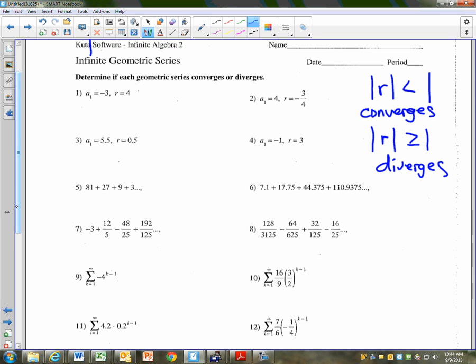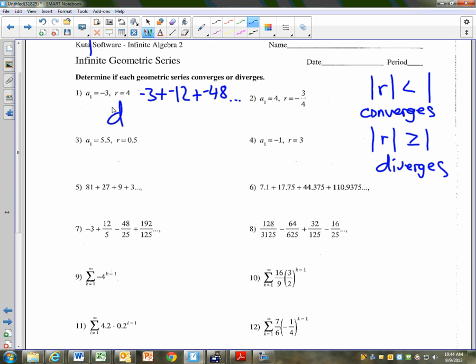This has a ratio of 4. Will it converge or diverge? It'll diverge. And if you don't believe me, try looking at the first term. What's the first term? Negative 3. And we would add on to that. My ratio is 4, so you would multiply the previous one by 4 to get negative 12, negative 48, and so on and so forth. Do you see that that's going to go to negative infinity? So if you have a ratio that's bigger than 1, then it isn't going to work out.